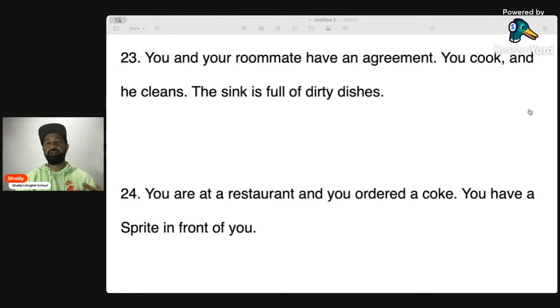Number 24, you're at a restaurant and you ordered a Coke, but right now you have a Sprite in front of you. Like, what? That's not Coke.